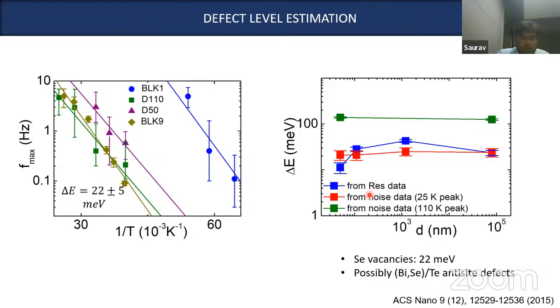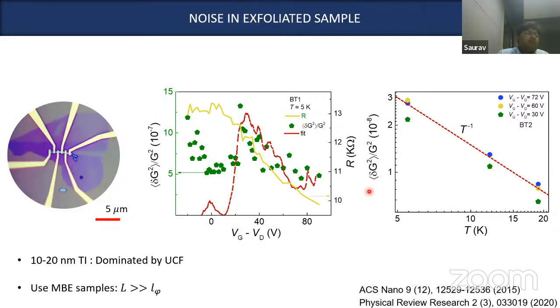In the context of thinner samples, which are 10 to 20 nanometers, we could not really ascertain the exact origin of one-over-f noise, because the samples were dominated by universal conductance fluctuations, which we realized from the non-monotonicity in the noise magnitude and its temperature dependence, which goes as 1 by T. But it is important to understand the origin of one-over-f noise in thin samples, because they are thin enough to be controlled by only the back gate voltage, as well as thick enough to not get hybridized, where the top and bottom surfaces hybridize and become a trivial insulator.